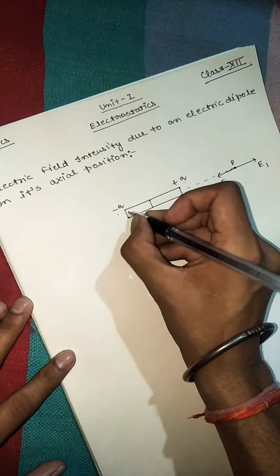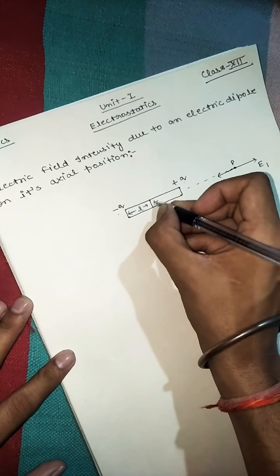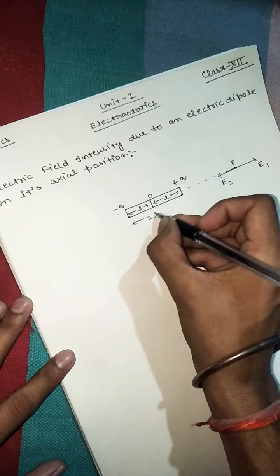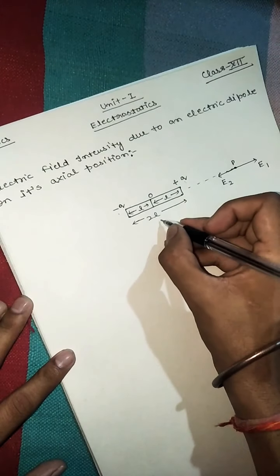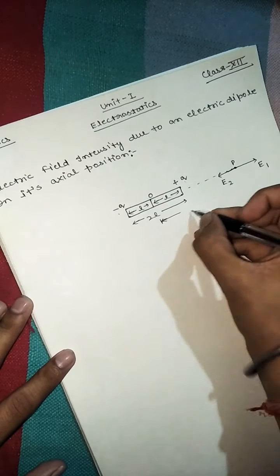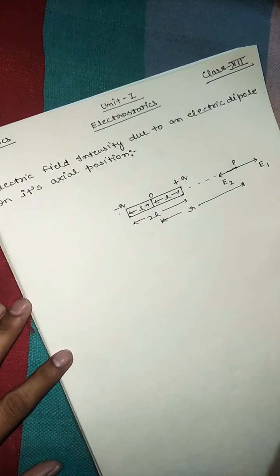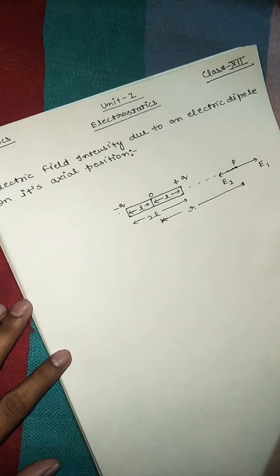So how will you complete this diagram? We are taking l and l on the two sides, this one is the mean position, and the total length of the dipole is 2l. Let this point be at a small r distance from the electric dipole.